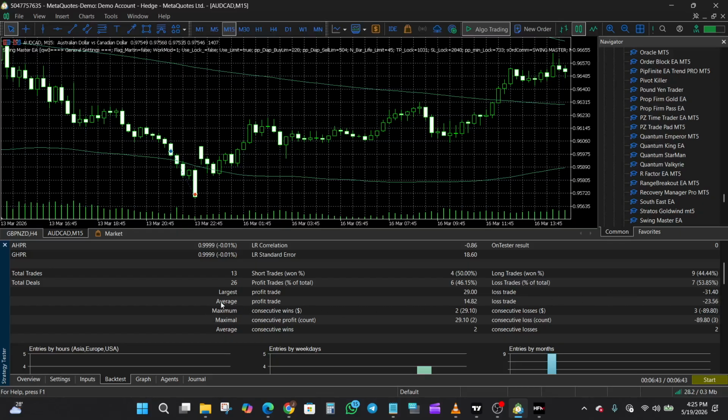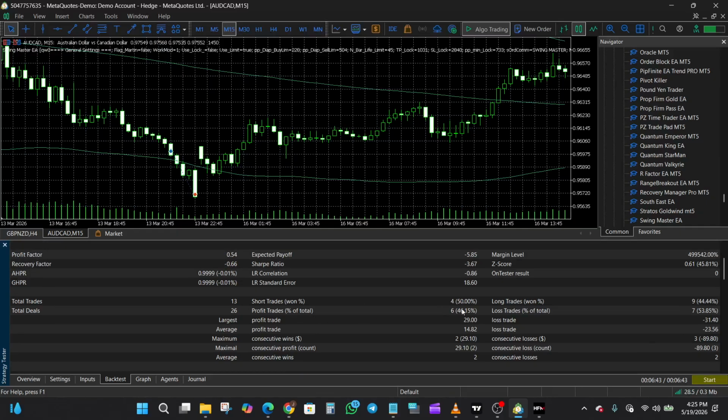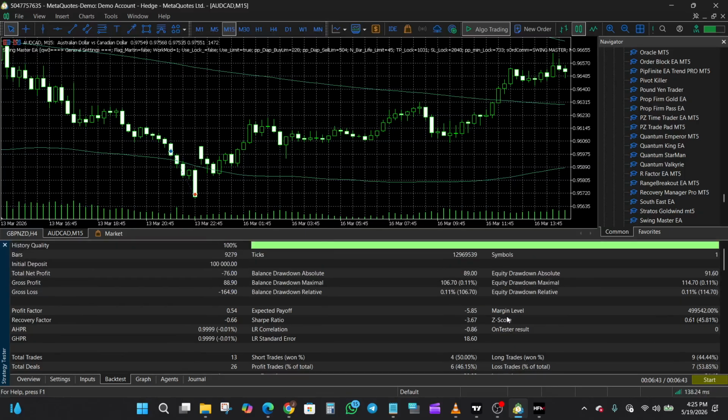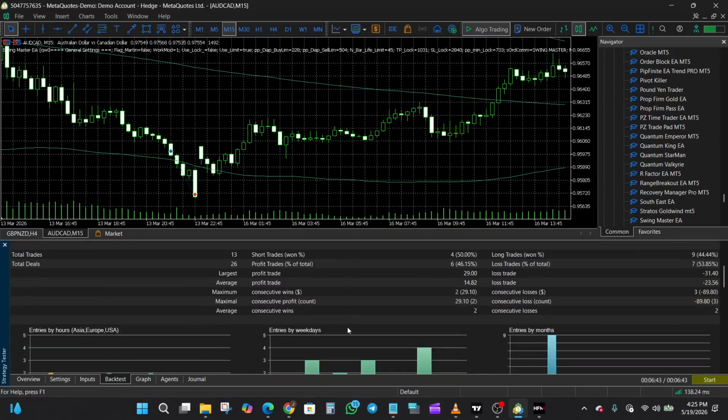The average profit was $14.82 and the average loss was $23.56. So this tells me that the risk to reward ratio is actually bad. We have a bad risk to reward ratio for this EA, and even the win rate is quite low. So I'm not surprised that there was a negative net profit. But I would still recommend running longer term testing yourself as well, so you can get a more comprehensive understanding of how the EA behaves across different market conditions and different broker environments.